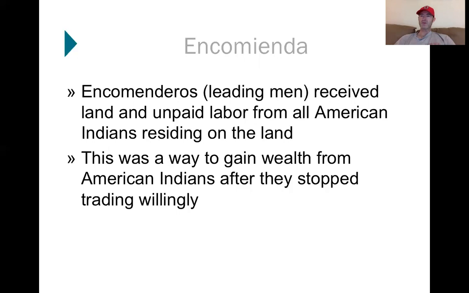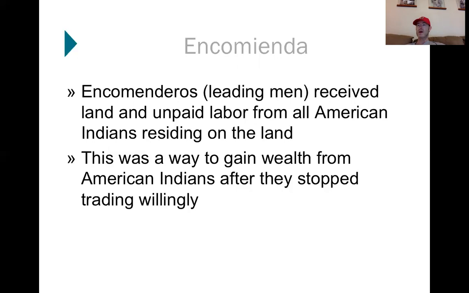Well, what we notice with his fourth venture, his fourth voyage, as we call it, is where we start to see the further development of what we associate with the Encomienda system. That's where you continue, shouldn't say start, but continue to see debate about this eventual legacy of Columbus, or what some people call this Black Legend. Encomenderos, basically leading men, receive land and unpaid labor from all American Indians residing on the land.